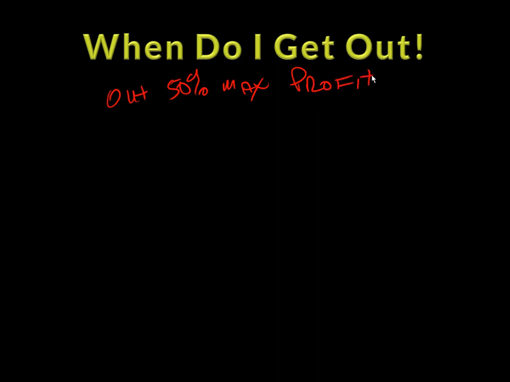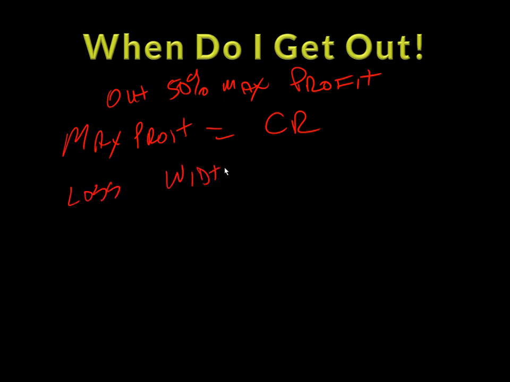Well, you guys might be saying, what's max profit? Well, max profit is going to be your credit. It's equal to whatever credit you receive. That's always your max profit, the credit received. Your max loss, we talked about that, right? The loss is the width of the spread minus the credit. All right, that's going to be your max loss.